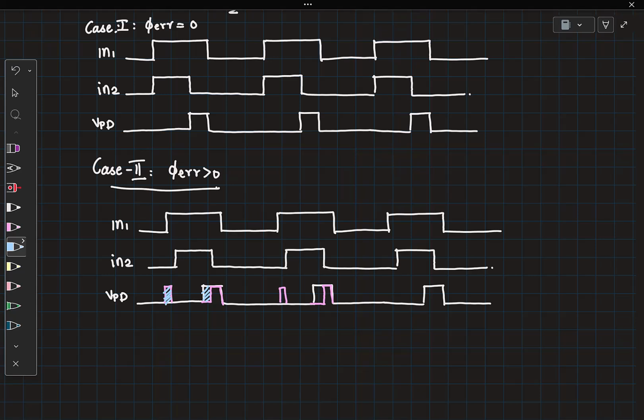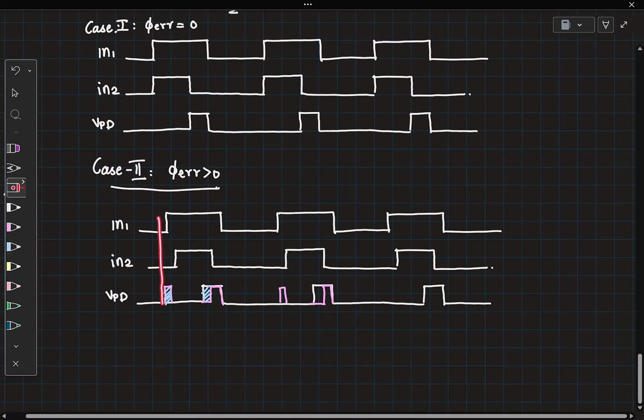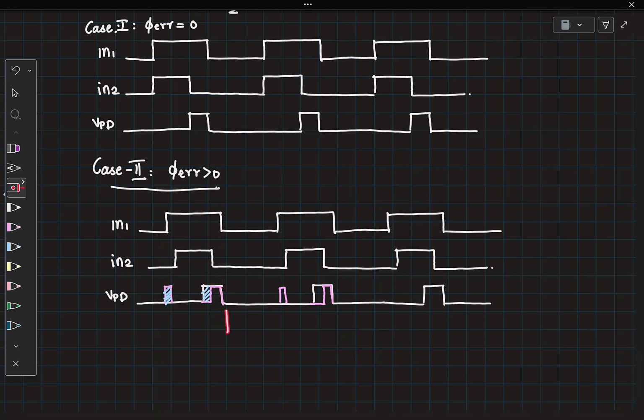pulse. Which means in this overall duration, if I were to calculate the total area under the VPD curve, that remains the same. From here some area has been removed, but the same area is appearing here. So my average VPD does not change from this figure to this figure. The average VPD is remaining constant.